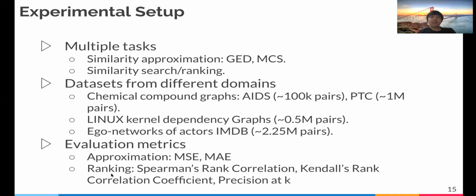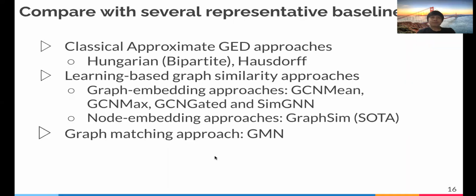So for the approximation task, we use MSE and MAE as the metrics for evaluations. For the ranking task, we consider correlation metrics such as Spearman and Kendall tau, and also the precision at K.